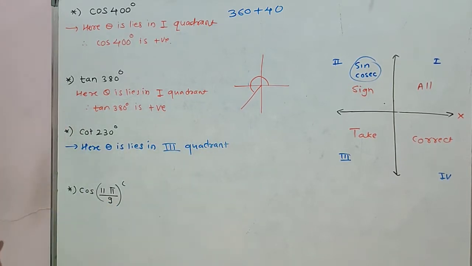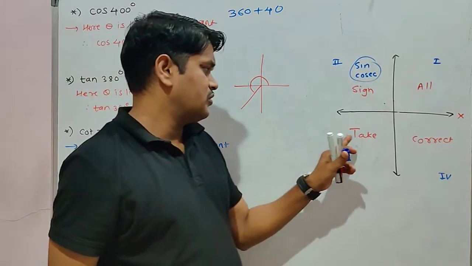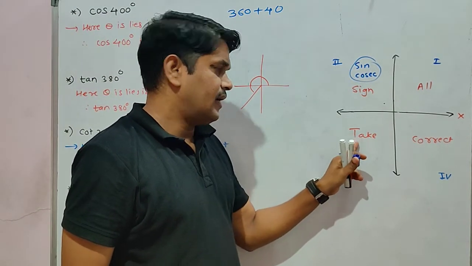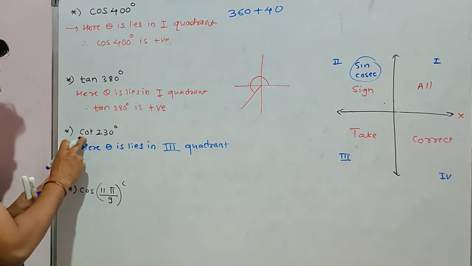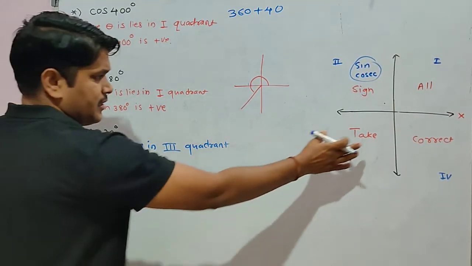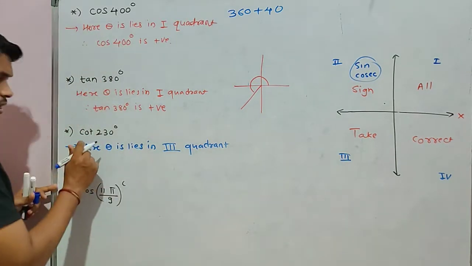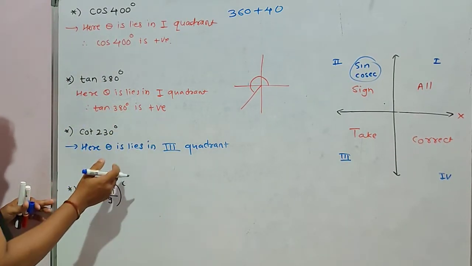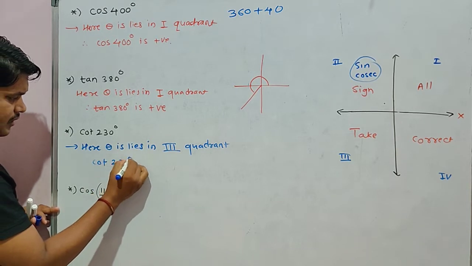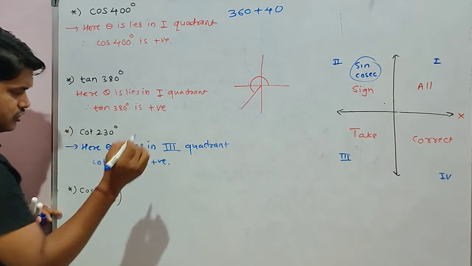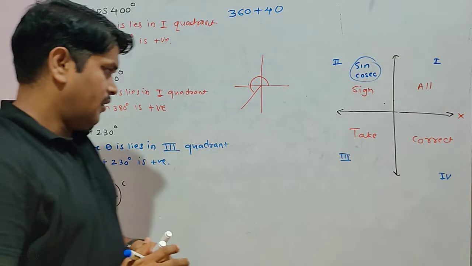So in the third quadrant, which trigonometric functions are positive? Only tan and its reciprocal cot are positive. Cot आणि tan पॉझिटिव्ह असणार आहे, remaining are negative. So we can say cot is positive in the third quadrant. So cot 230 is positive. Okay. Next one.